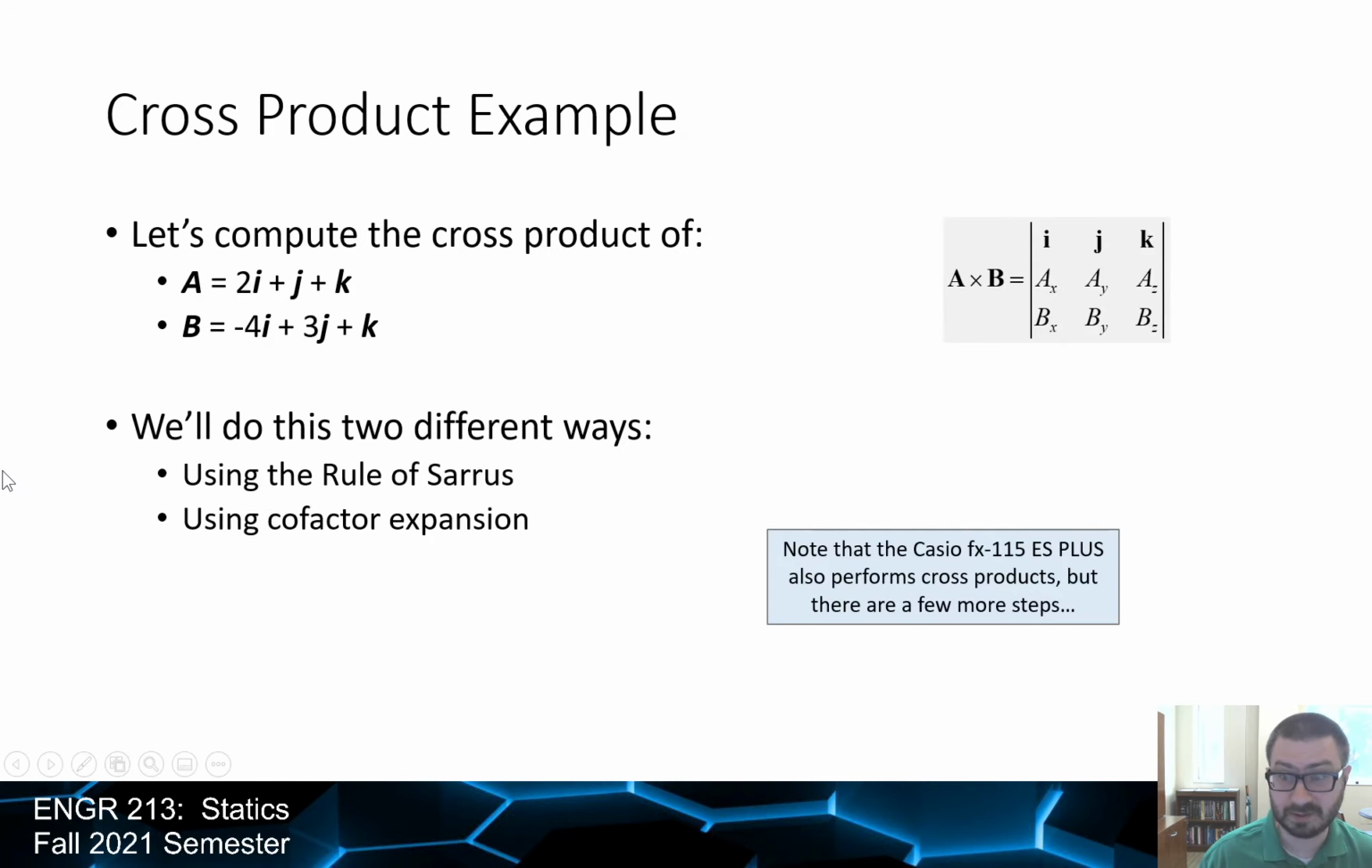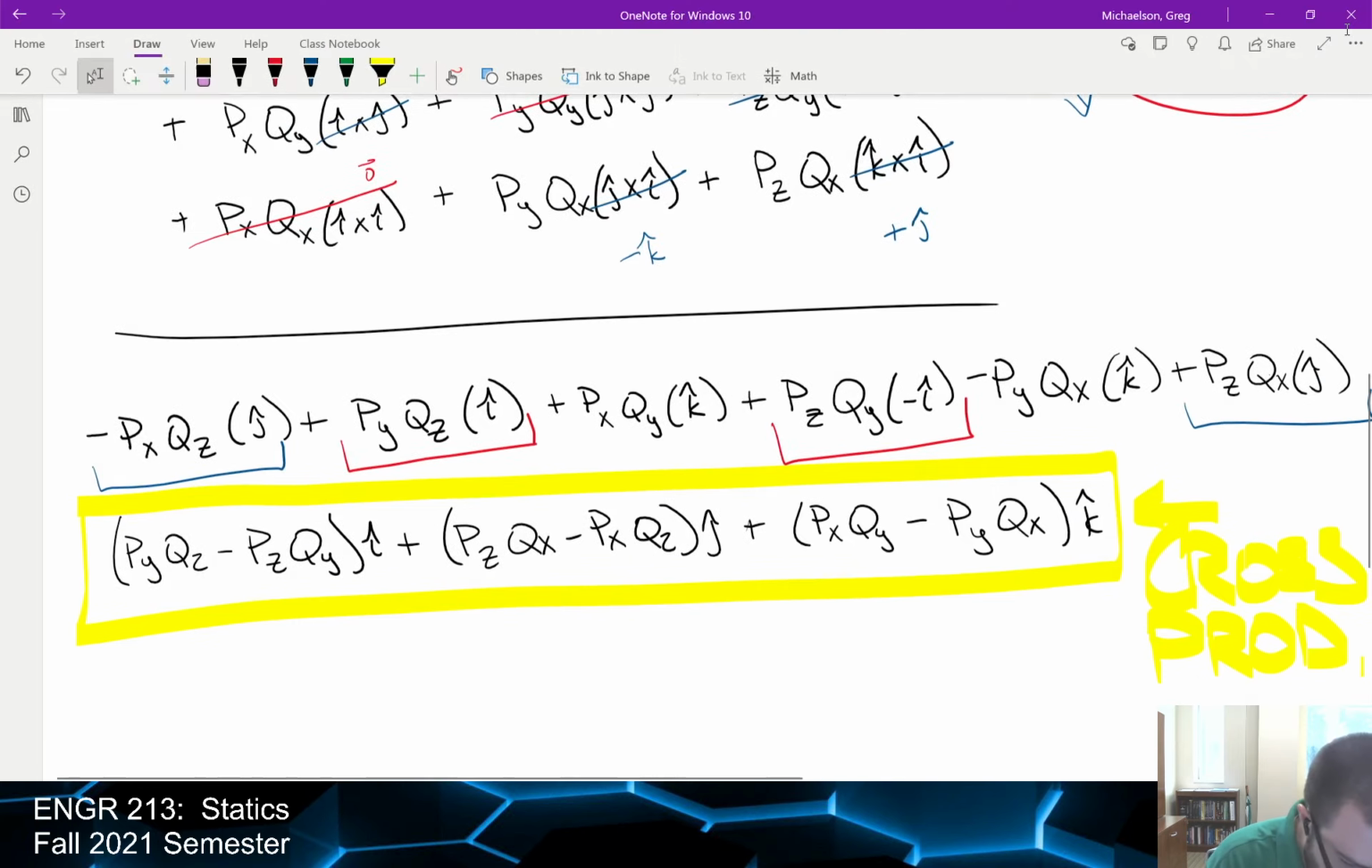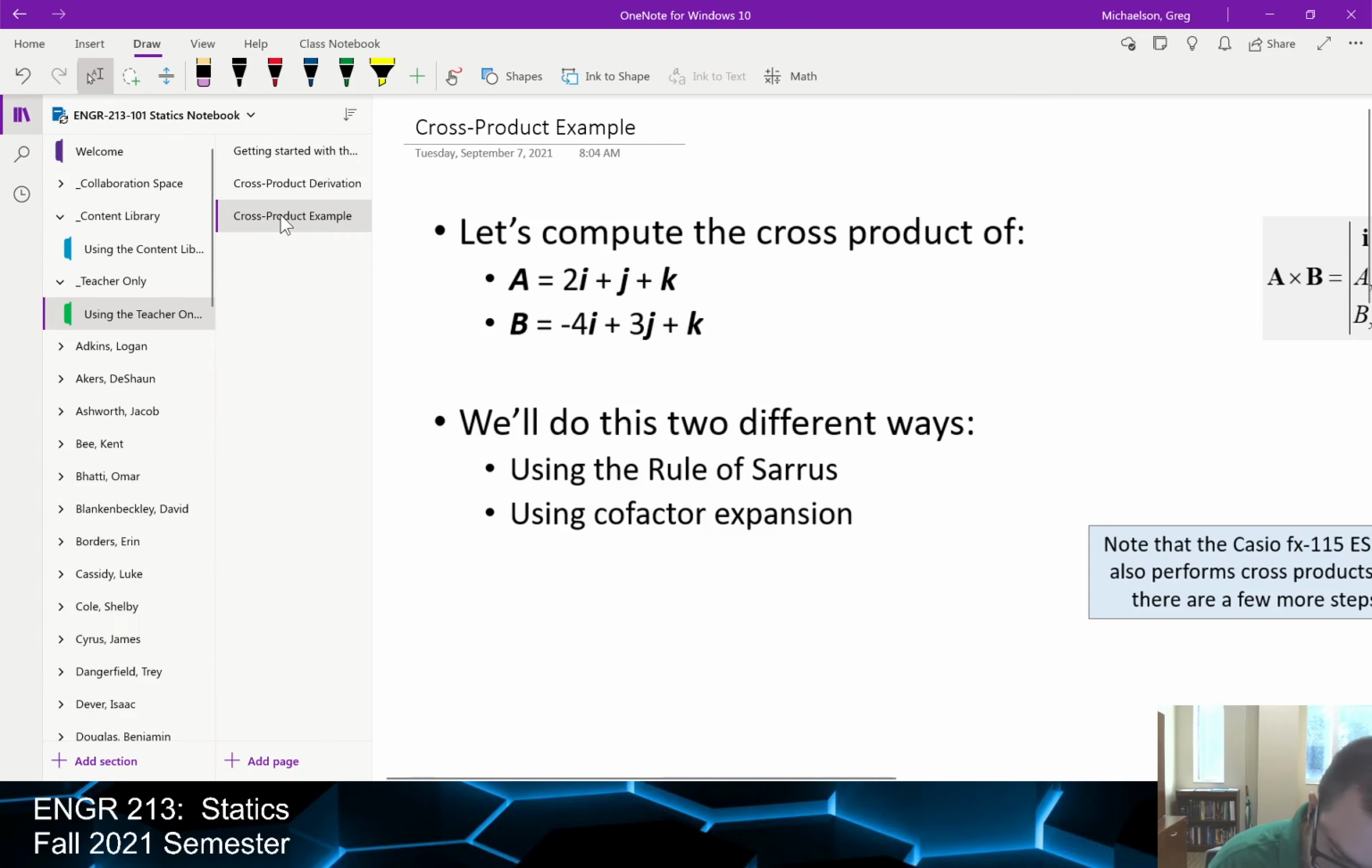I think it's time we start doing an example. So I have here two vectors, 2i plus j plus k and negative 4i plus 3j plus k, and we're going to determine the cross product two different ways to see that you get the same answer. I'm also going to show you how to do it on the Casio real quick because it's not that difficult. Let's go to cross product.